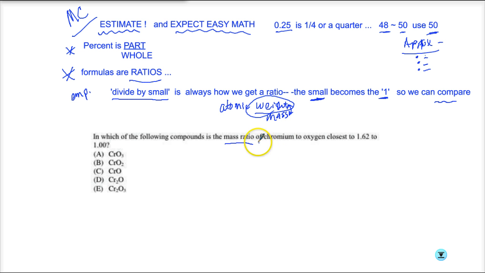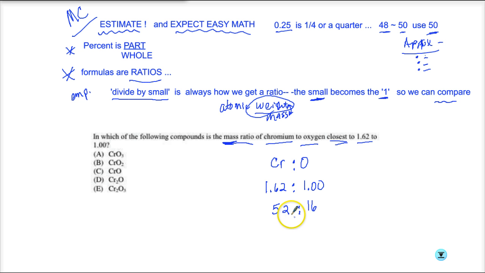Okay, so the mass ratio of chromium to oxygen, so it's going to be in that order. Chromium to oxygen is closest to 1.62 to 1, put in the order they give you. In which of the following formulas? I don't know. Well, what am I going to do? I've got a periodic table, and I know that the mass ratio, that's what they're talking about. So I can go to the periodic table, and I can know that there are 52 grams per mole in chromium and 16 grams per mole in oxygen.